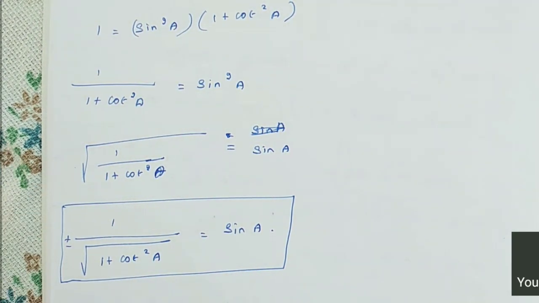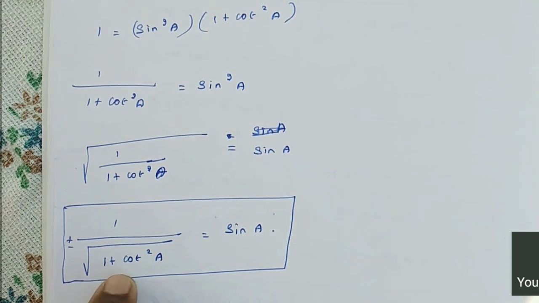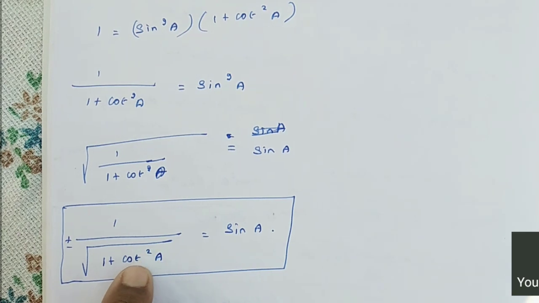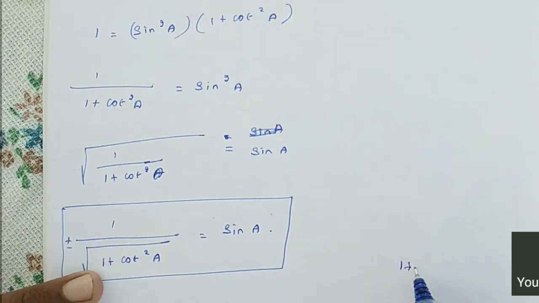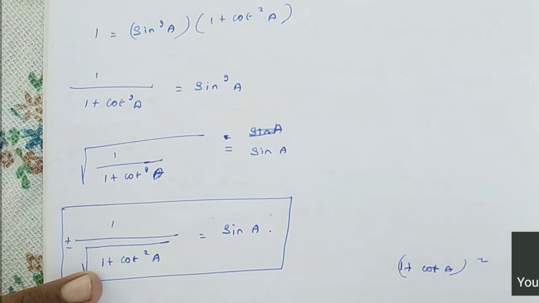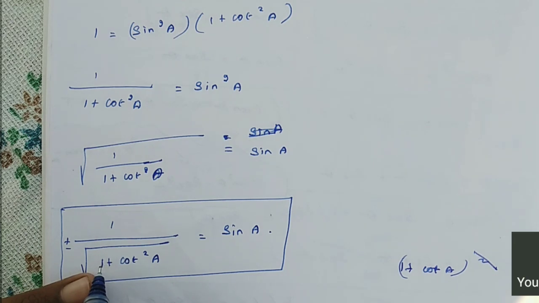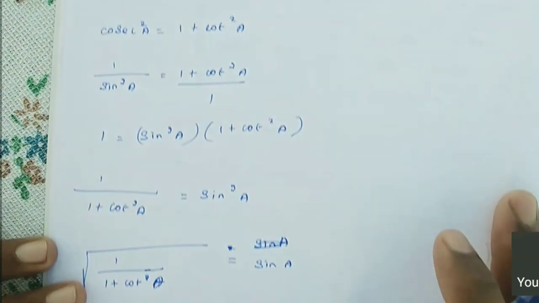No, because it is under addition, right? Clear? 1 plus cot squared is an addition. If suppose it were 1 plus cot A, the whole squared, then we could take it outside. Clear? The square and the root can be cancelled. But here it is an addition, so we can't take it out. Clear? Okay.